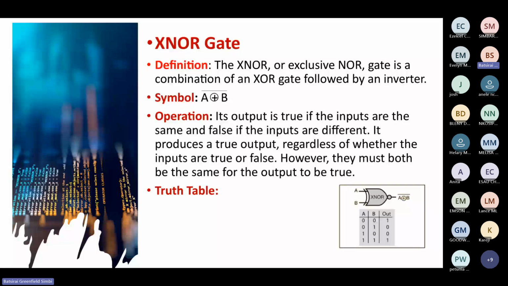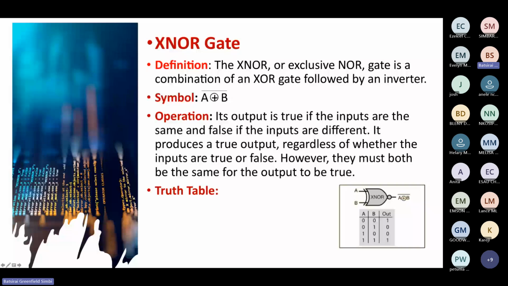The XNOR gate, or exclusive NOR gate, is a combination of an XOR gate followed by an inverter. So it's a combination of this followed by this inverter. Our symbol is A plus B in a circle, with an overline. This output is true if the inputs are the same and false if the inputs are different.